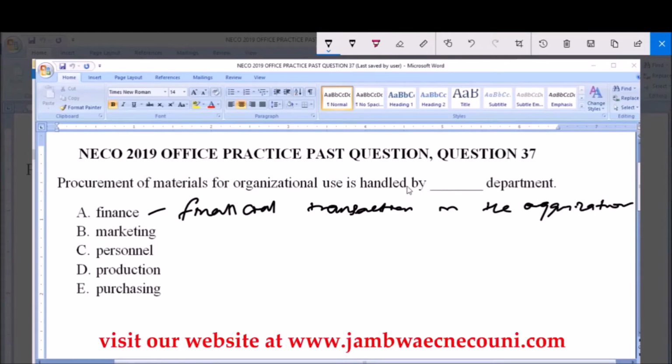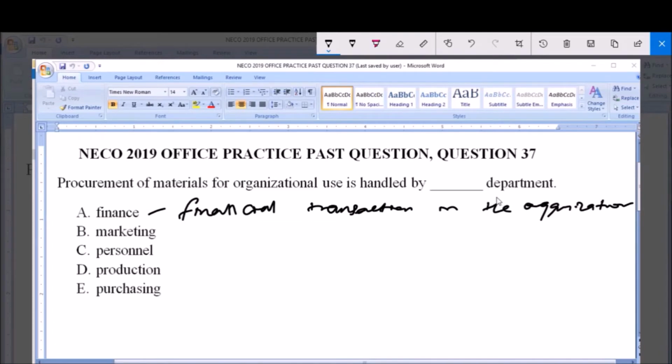So they are responsible for collecting money from debtors and also paying what? The creditors. Now B says what? Marketing department. Now marketing department is responsible for the selling of products of the organization.